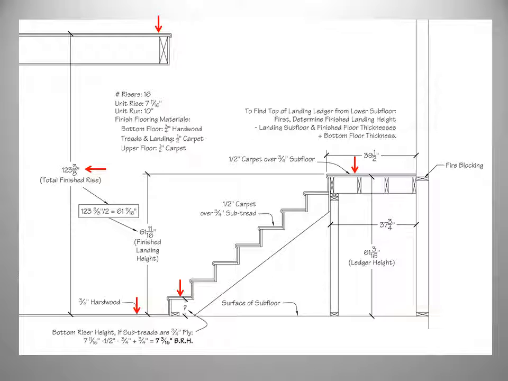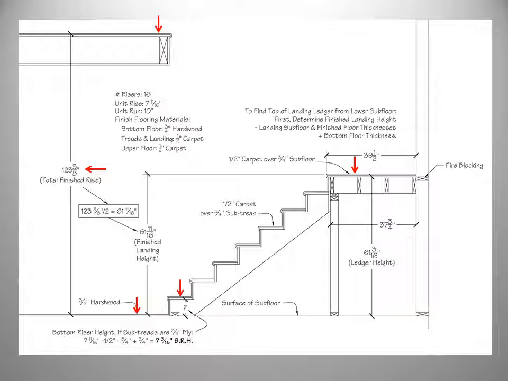Some total rise dimensions may result in an odd number of risers, which, if we want the landing at the halfway point, would not work. To have the landing at the halfway point of the rise, we must have an even number of risers. If your number of risers is an odd number, just add one additional riser to get an even number before you calculate your unit rise.